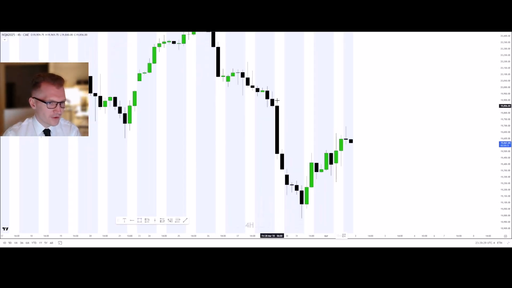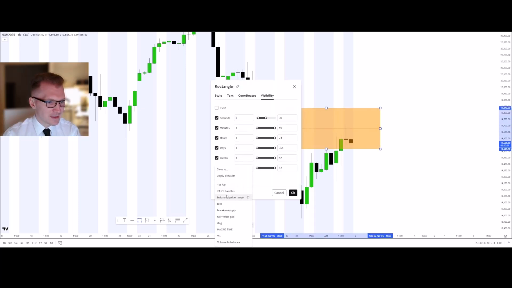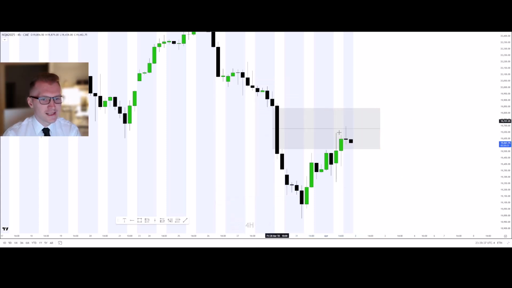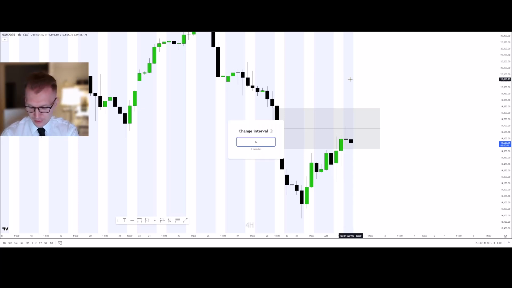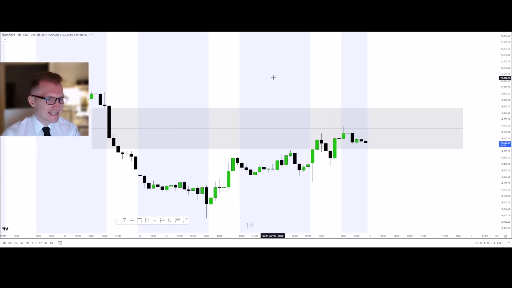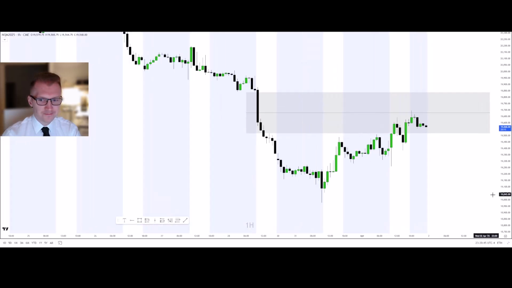And on 4-hour time frame, you want to see this SIBI, sell side imbalance, buy side inefficiency, or favorable gapping in simple words. Let's go down to 1-hour time frame. This is how it looks on hourly.